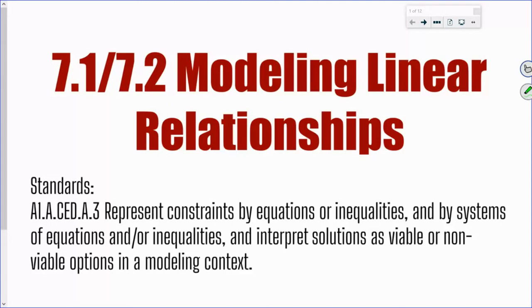Today we're kind of just tying a bow on everything we've been talking about with linear equations. And we're going to look at simply how to model linear equations. Actually, all along we've kind of been doing that. Modeling simply means taking a real world situation and describing it with math, describing it with algebra.